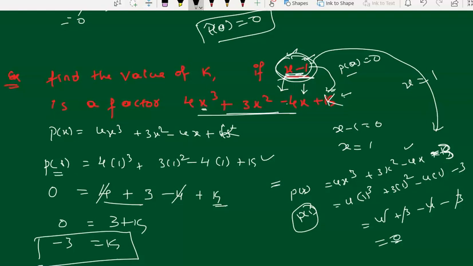Let's see one more important method, that is the splitting method. So we have to study factorization here. Let's see the factorization of polynomial. Sorry for these disturbances.